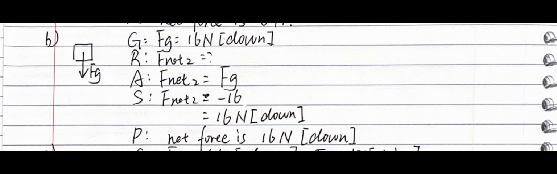The question B. Now, we have to calculate the net force acting on the ball if you suddenly remove your hand. Because the hand is removed, we don't have the normal force now. For the diagram here we only draw the force of gravity. So we write F net 2 equal to Fg, so the answer of F net 2 is 16 newtons down as the force of gravity.